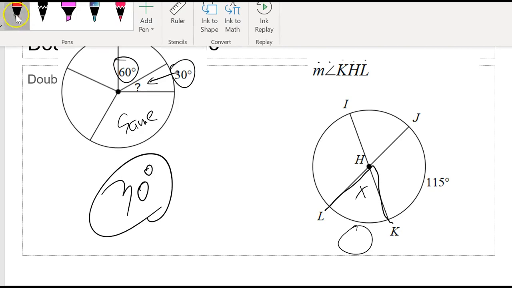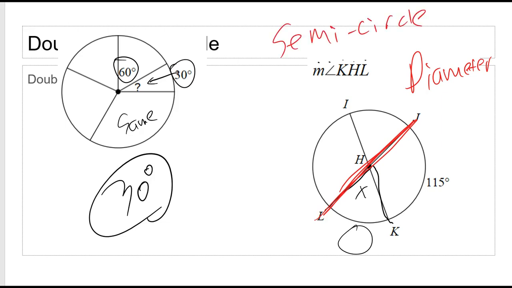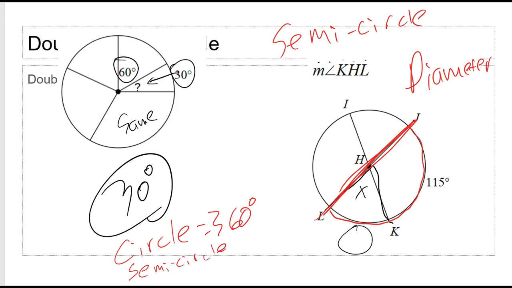Notice that this line right here is what we call a diameter. And if you remember, one of the things we learned is a semicircle. A semicircle cuts it in half. Okay, so this is considered a semicircle. You also remember that a circle equals 360 degrees, just like if I spun around a circle, 360 degrees. So if a semicircle is half a circle, half of 360 is simply 180. Okay, let's apply that knowledge. From J all the way to L has to be 180.